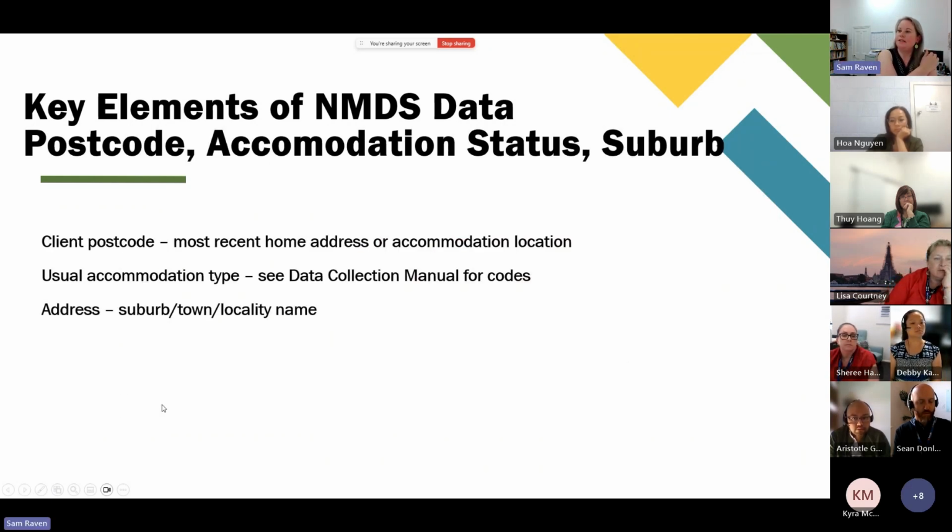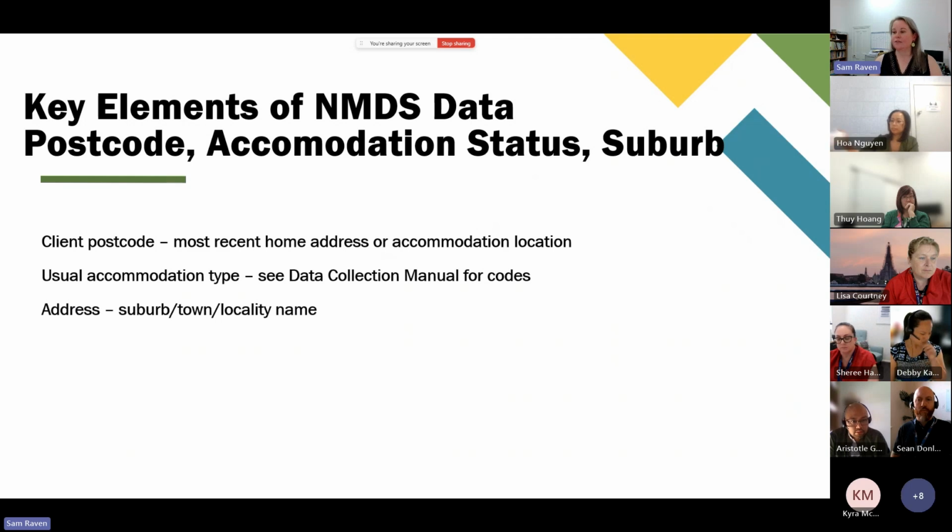Then we also record the client postcode. This is the postcode of the most recent home address or accommodation location. So this can include anywhere that they've been staying most recently, even if they've been rough sleeping in a park, sleeping in the city, you have a postcode, a rough location. The usual accommodation type, there's a bunch of codes in the data collection manual that outline all sorts of accommodation types there, but have a look in the data collection manual for those.